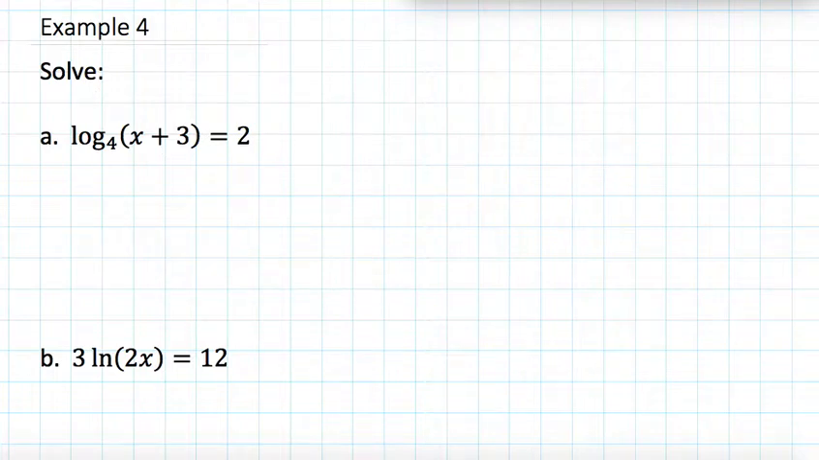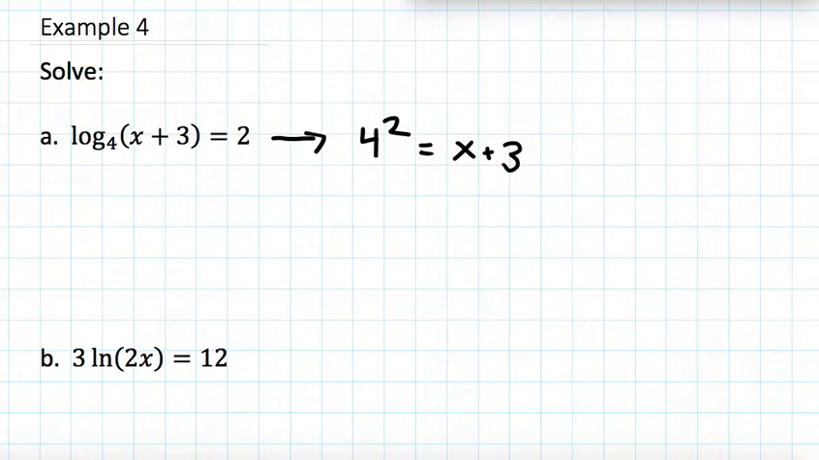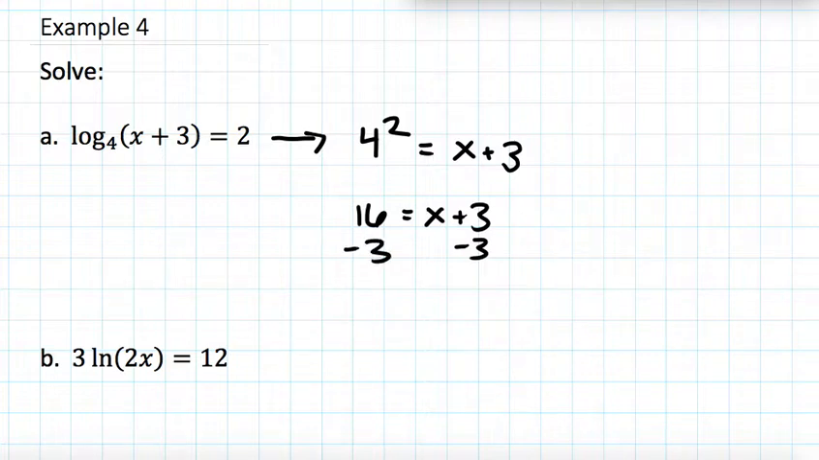Part A, this is to solve log base 4 of x plus 3 equals 2. So my first step is going to be to rewrite this in exponential form, and that would be 4 to the second power equals x plus 3. And then from here, solving is pretty straightforward. I'm going to do 4 squared, and that's 16, and now I'm just going to get x by itself by subtracting 3. So x equals 13.